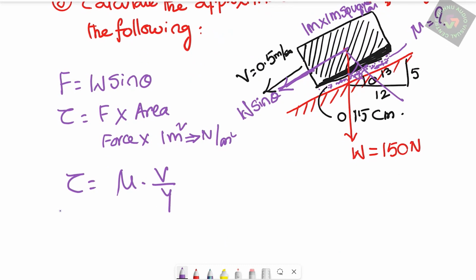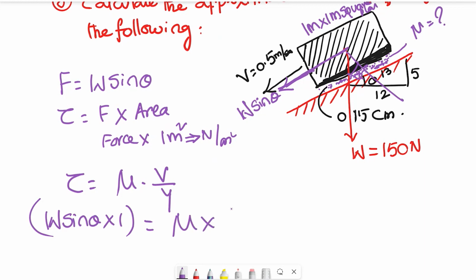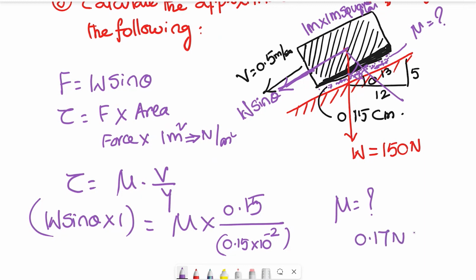Mu is unknown. Tau is equal to W sine theta into 1, is equal to mu into V, which he has given as 0.5, divided by y, which is equal to 0.15 into 10 to the power of minus 2. Because centimeters is given, I am converting into meters. So what is mu? That mu is equal to, answer also I will give, 0.17 Newton second per meter square.